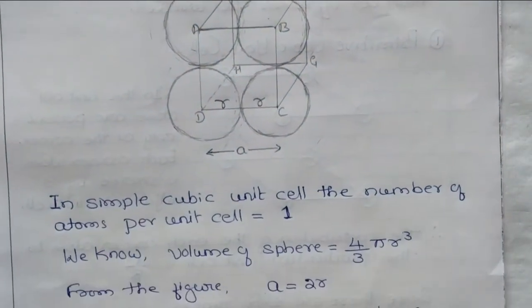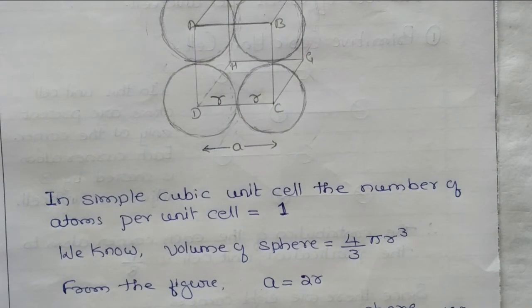Now we know the volume of a sphere. The volume of a sphere is 4 by 3 pi r cube. In a simple cube, the number of atoms is 1. So the volume of the sphere is 4 by 3 pi r cube.